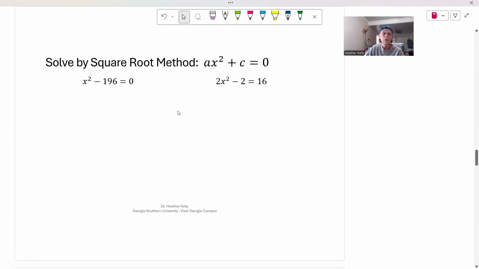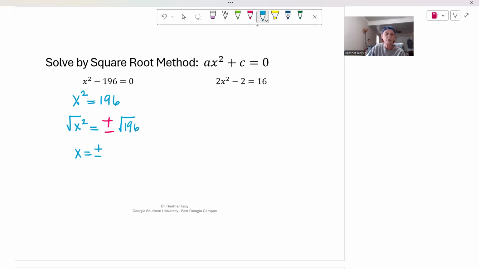First example, solving by the square root property. We can do that, no problem. First things first, we need to isolate the x squared. So we have x squared is equal to 196. And then we're going to take the square root of both sides. Don't forget the plus or minus. Square root of 196. So now we get x is equal to plus or minus 14.